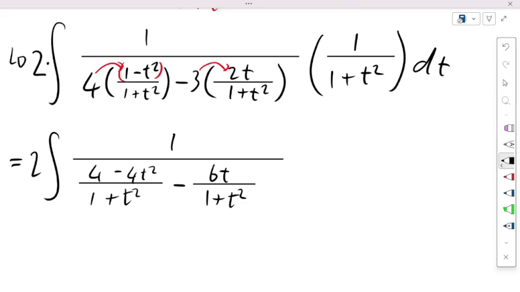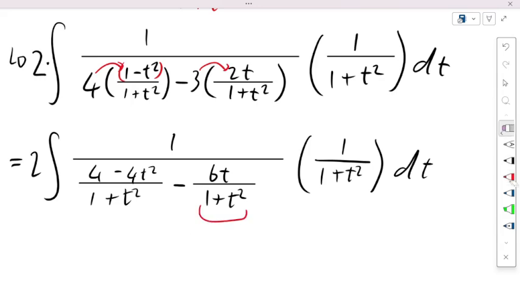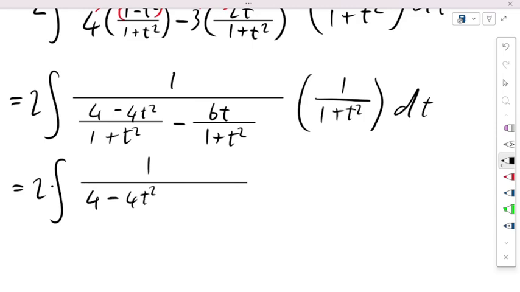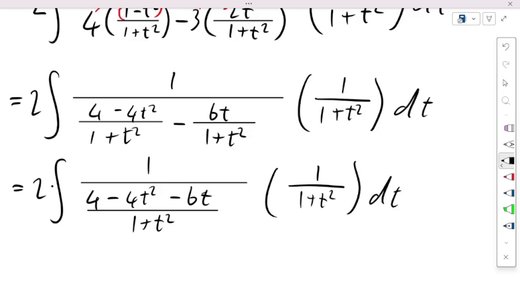And then all 1 is in the numerator, multiplied by 1 divided by 1 plus t squared dt. Okay. Here we can see we have the same denominators, so we can write that as one expression. Okay. So now we're going to be left with 2 multiplied by the integral of 1 divided by, and then we're going to have 4 minus 4t squared minus 6t divided by 1 plus t squared, multiplied by 1 over 1 plus t squared dt.